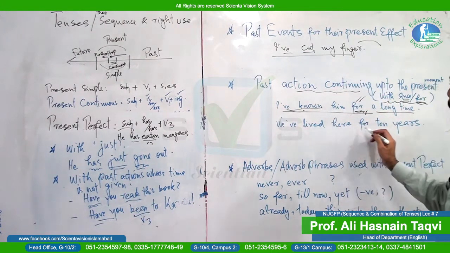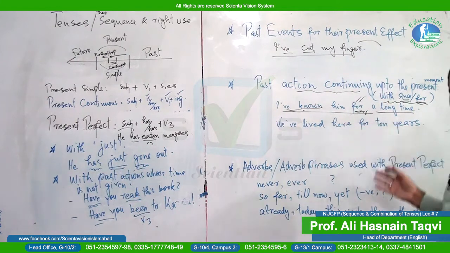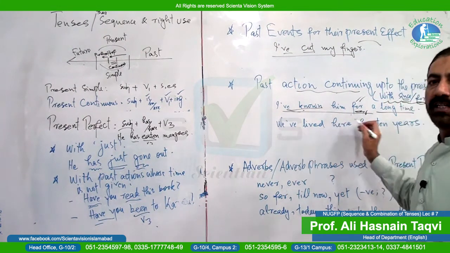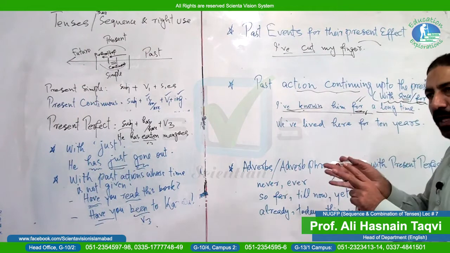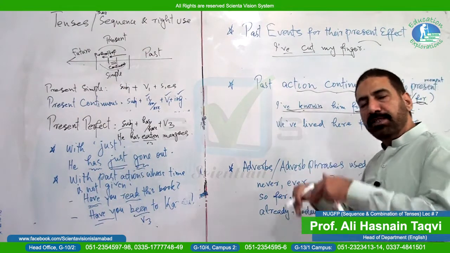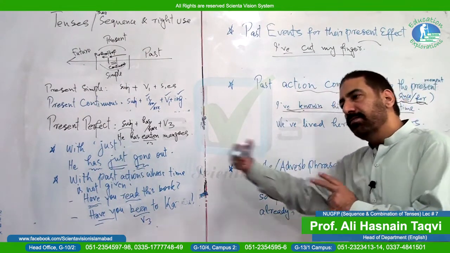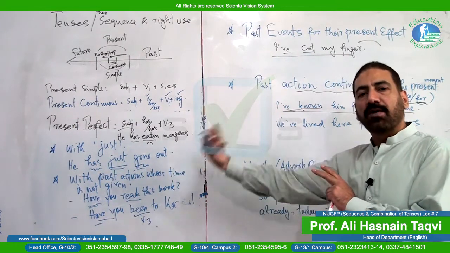We have lived here for 10 years. You could also say we have been living here for 10 years, but that would have meant something different. That means you were still living there and you highlighted the time that has already been spent.